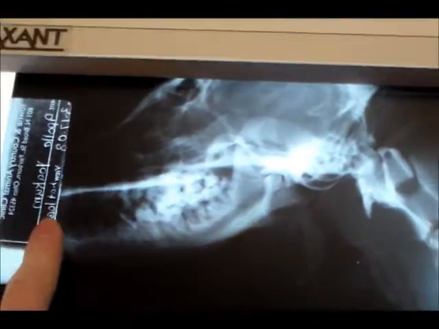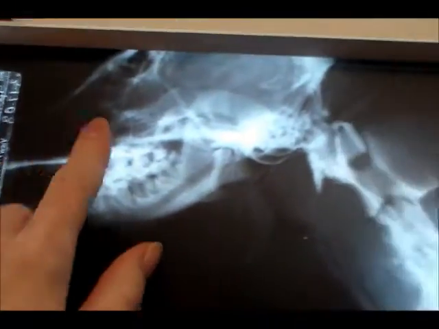Now we have your skull, and this is your lateral. Your marker right here. So this is your right lateral skull, cranial, caudal. And now for a VD.